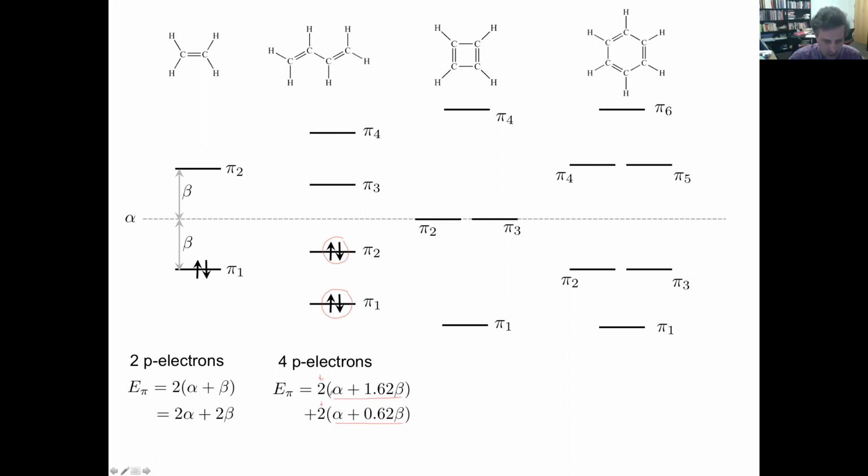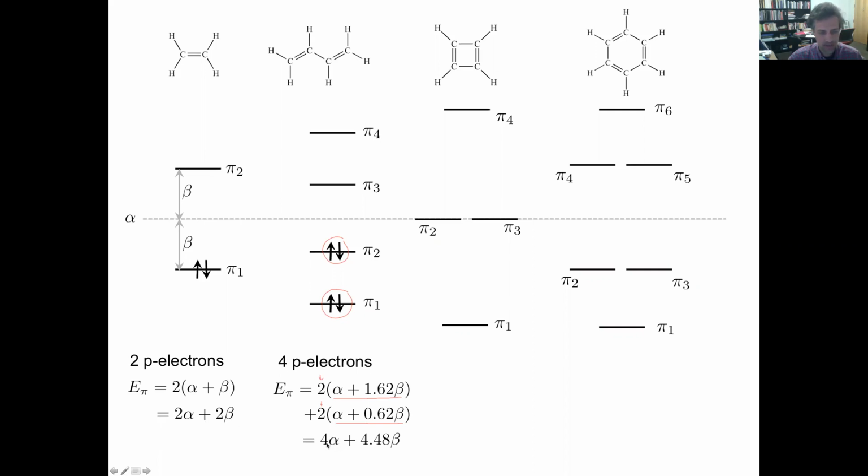Okay, so let's do that. I just add this up, and what I find is 4 alpha plus 4.48 beta. Okay, so what is interesting about that? Well, if I compare that with what one pi bond has, this is one pi bond. One pi bond has 2 alpha plus 2 beta. So if I have 2 independent pi bonds, it's basically twice the energy here. So that would be 4 times alpha plus 4 times beta.